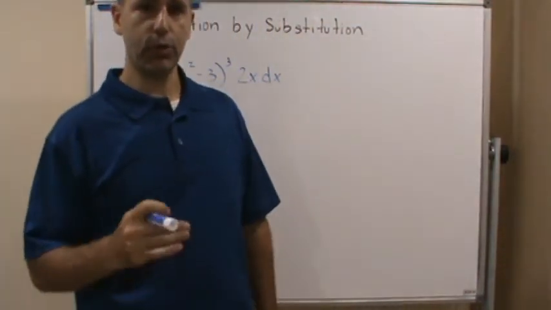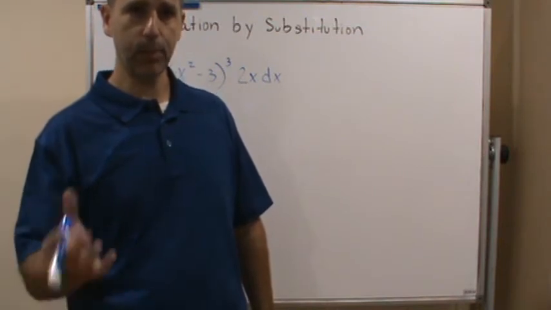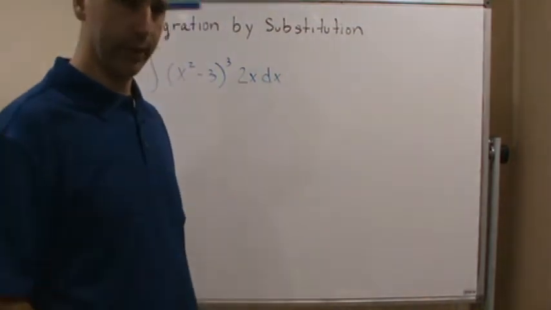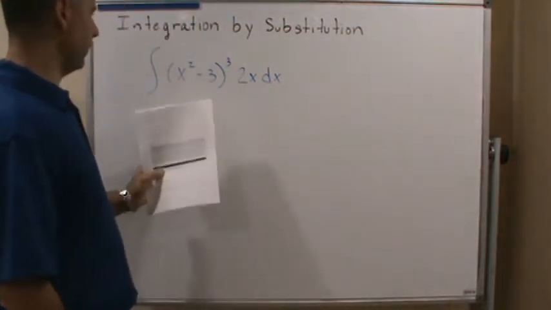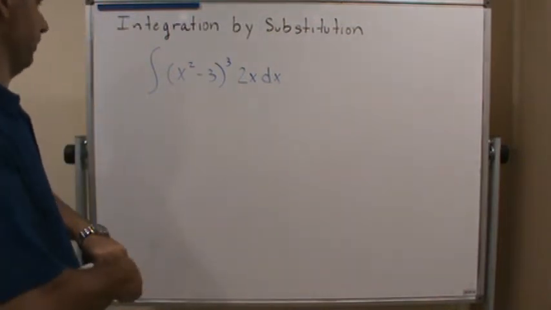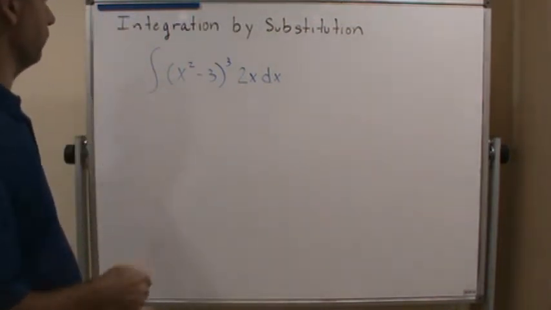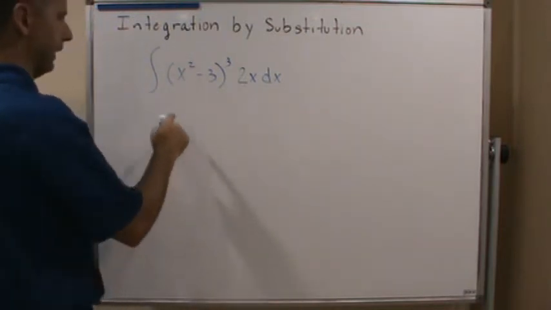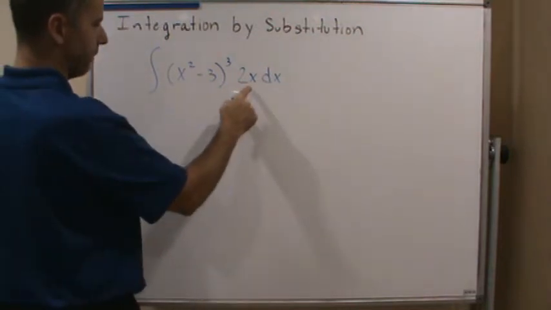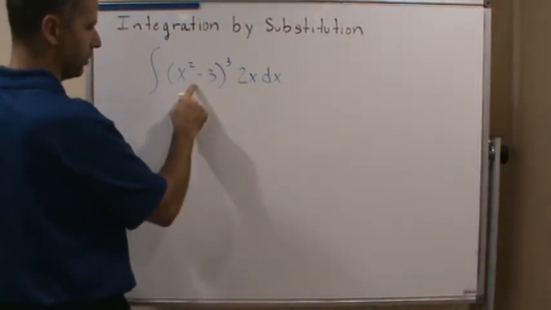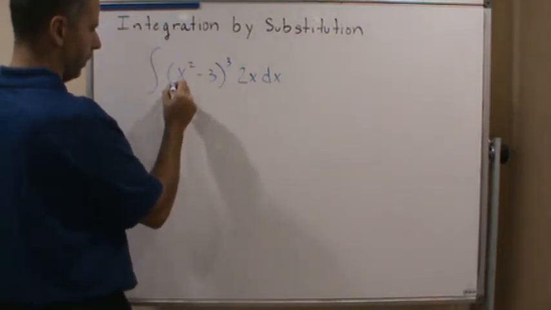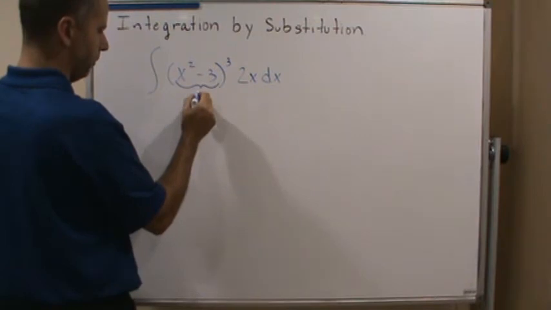Okay, today we're going to do an example and then talk about problem solving in the next video. This is the example that we had before. So we're going to use u substitution. Remember, we have the inside function and the outside function, and we see that we have the derivative of the inside function outside of it. So that means we're going to use this as u.